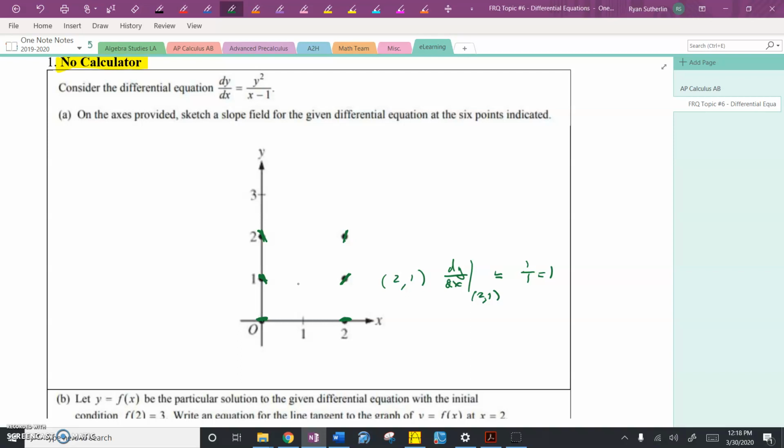You could draw a vertical tangent line, but what the AP question writers tend to do is just avoid those values where it is undefined. So there is no ambiguity there. So they just have those 6 points.